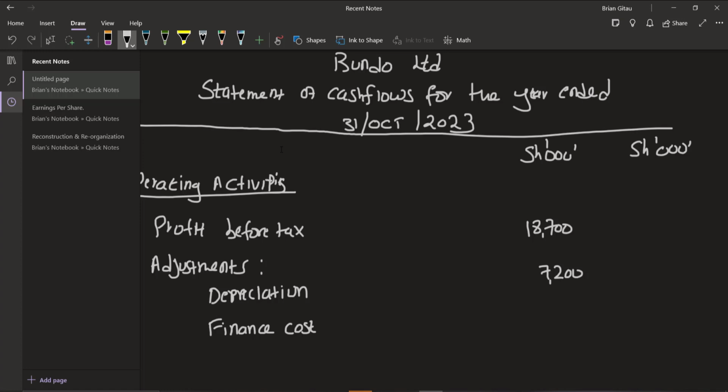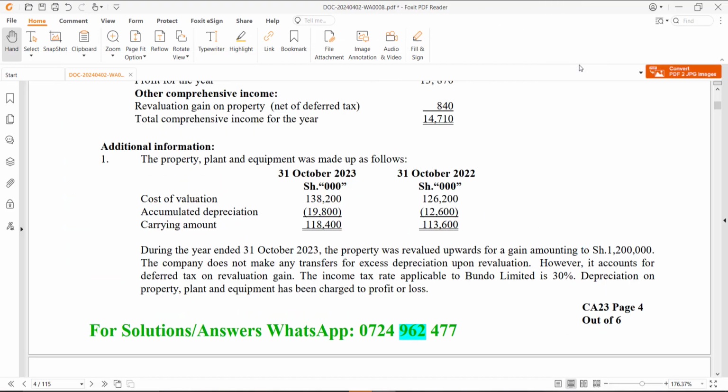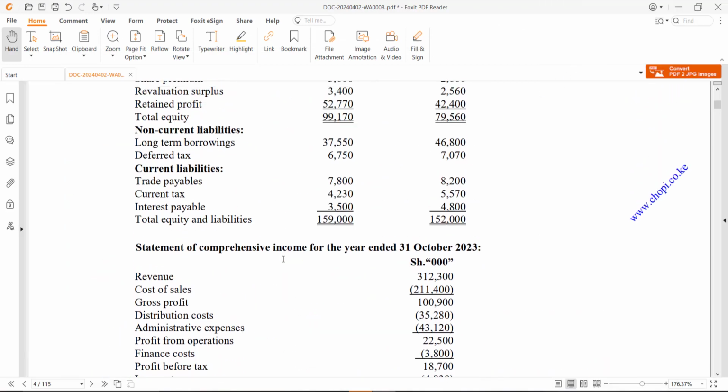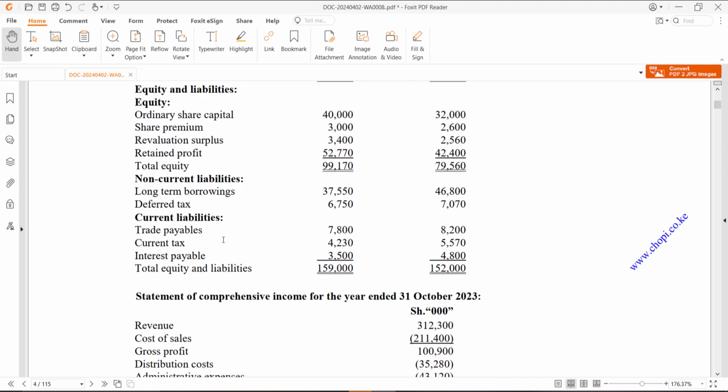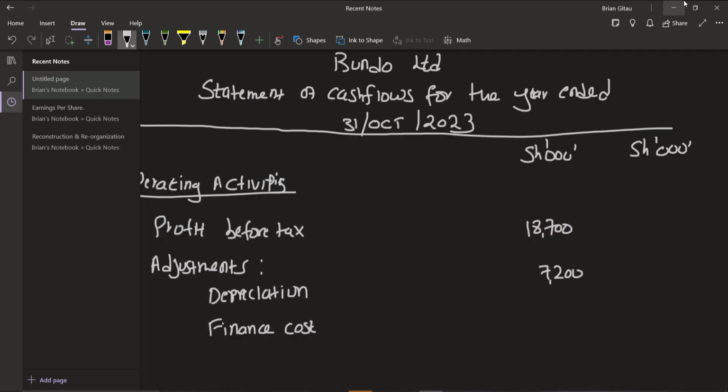In this case, we are not going to less depreciation, we are going to add it back, mainly because it was less in the income statement. So we add it back. Next, we have finance cost. For finance cost, we'll go back to the income statement, and from the income statement, we can see that the finance cost was 3,800. It was less, so we add it back. 3,800, we add it back.